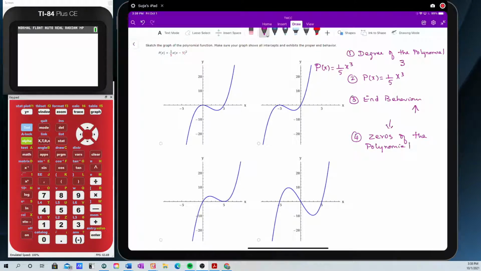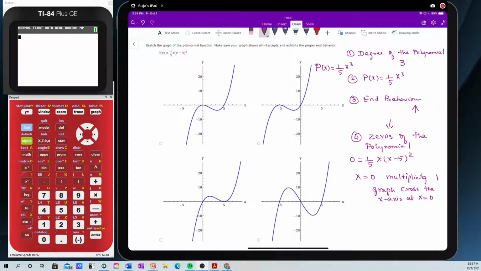Zeros are nothing but the x-intercepts. So I'll plug in 0 equals 1/5 x times (x minus 5) the whole squared. So this tells me x equals 0 is a zero and the multiplicity is 1. What that is telling me is my graph will cross the x-axis at x equals 0. If you're not sure what I'm saying, please go back and read the content and make sure you understand what multiplicity is and what the condition is for when it's even and odd.